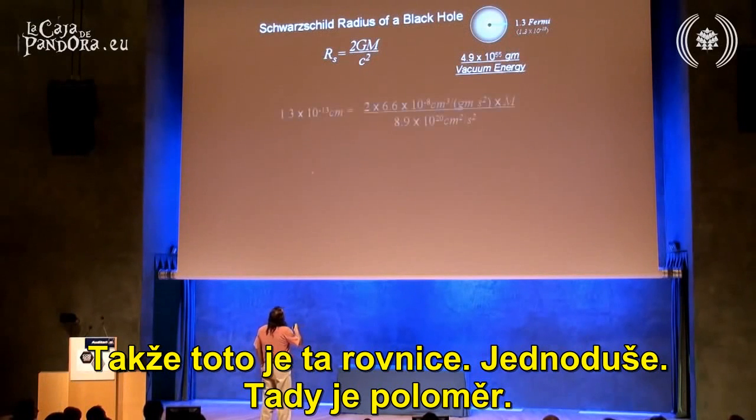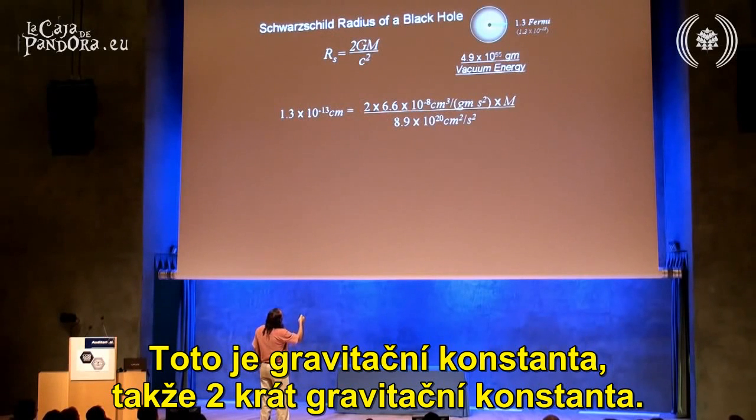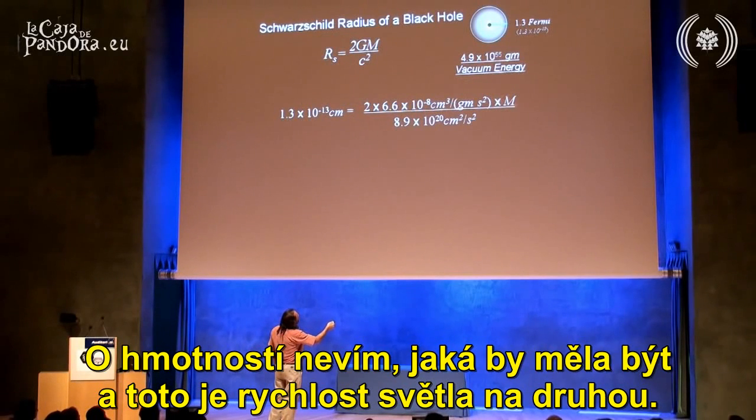So this is the equation, just like this. Here's the radius. This is the gravitational constant. So 2 multiplied by the gravitational constant. The mass, I don't know what it should be. And this is the speed of light squared.